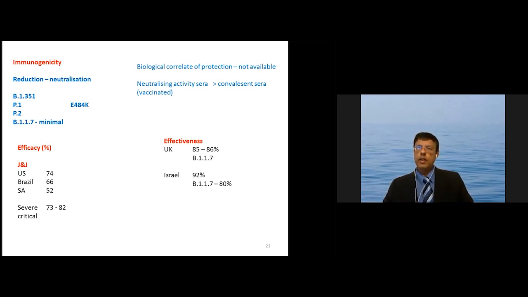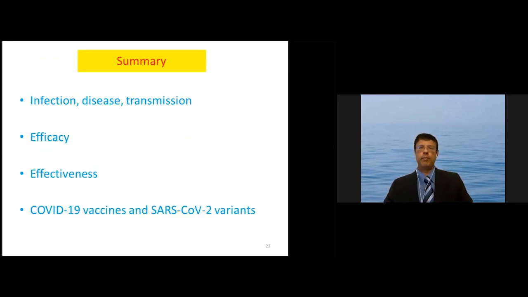So in summary, the effectiveness of the vaccines in the UK and Israel as against the UK variant is quite high. However, there is a drop-off when it comes to the South African variant, as also seen in the J&J vaccine.